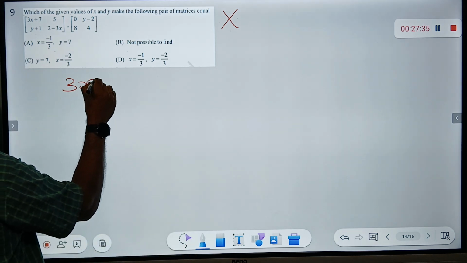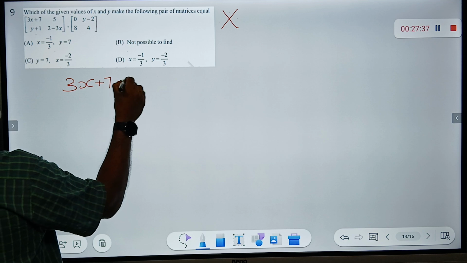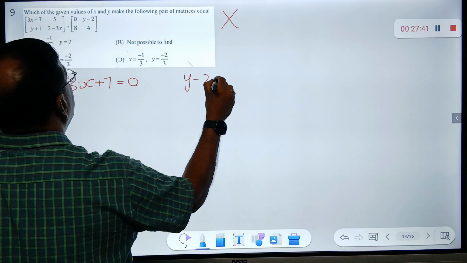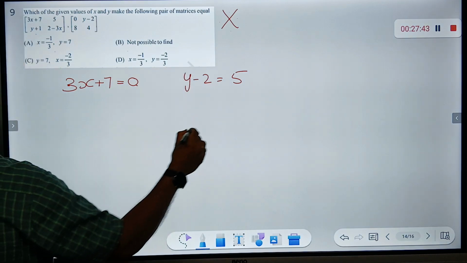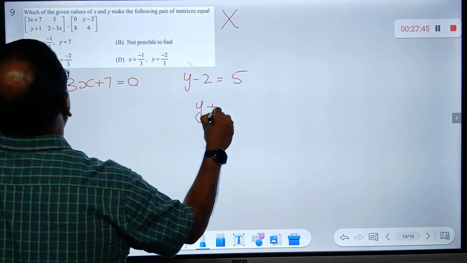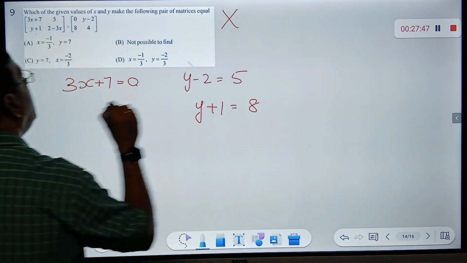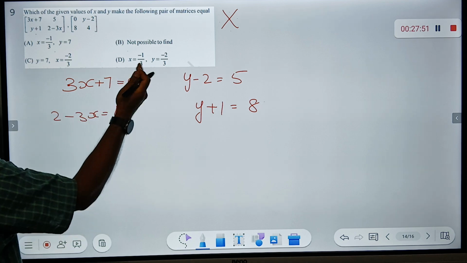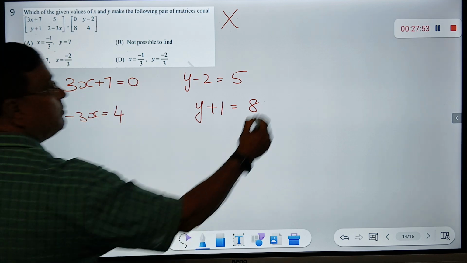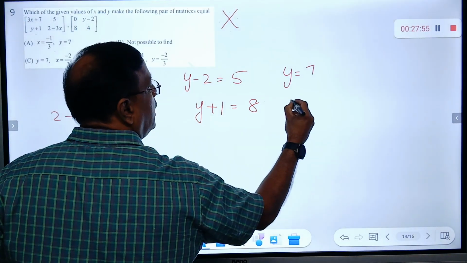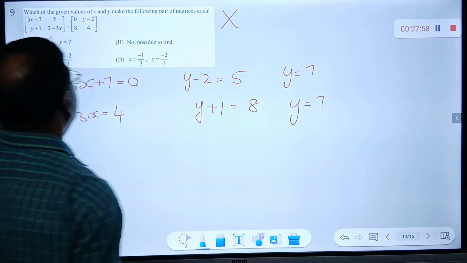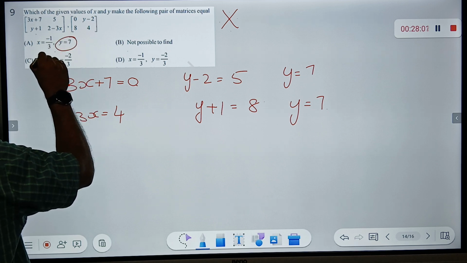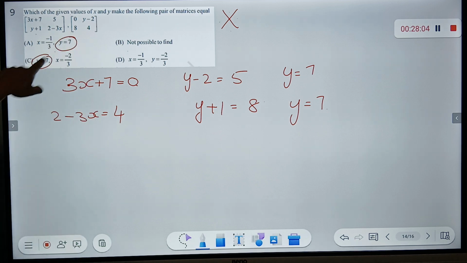What is the corresponding element? 3x plus 7 equal to 0, y minus 2 equal to 5, y plus 1 equal to 8, and 2 minus 3x is equal to 4. I group all the x together and y together. So from this, y equal to 7 and y equal to 7. So it looks like either it should be this answer or it should be this. You got y equal to 7.